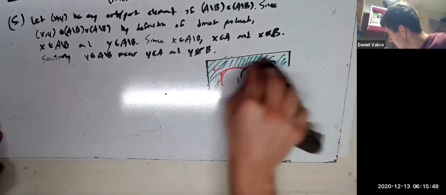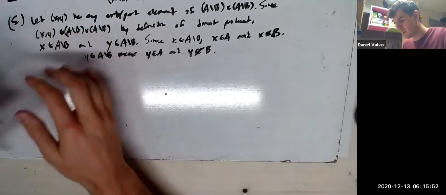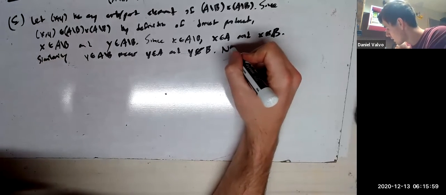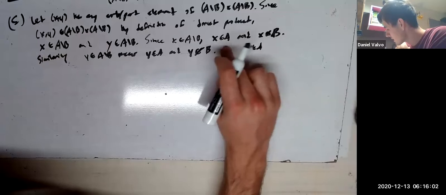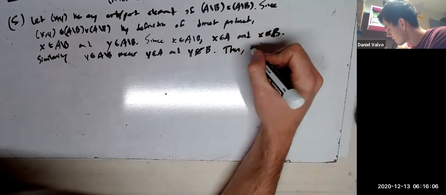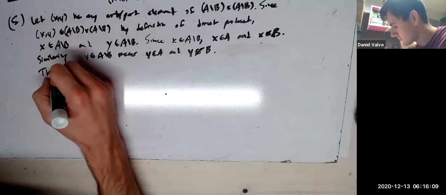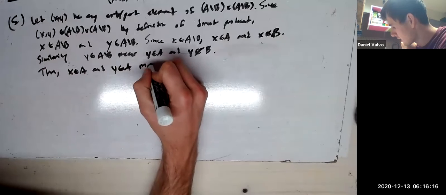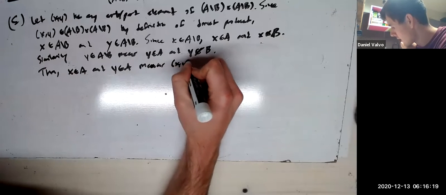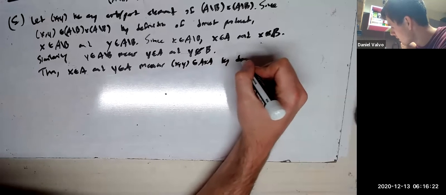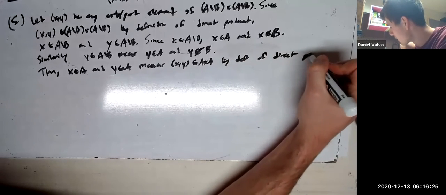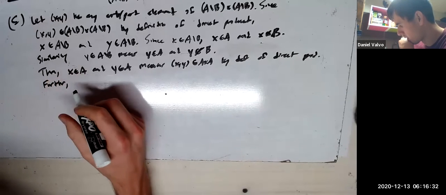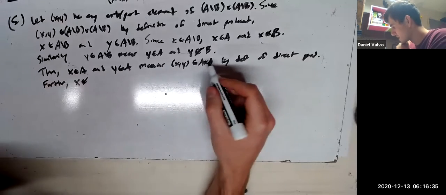So what we were saying is that, first of all, note, say then x is in A and y is in A means (x, y) is in A cross A by definition of direct product. Further, that's the first one. We have it's in A cross A.